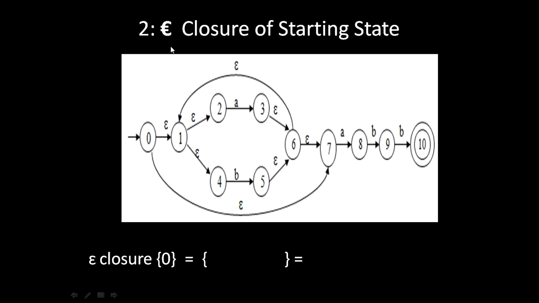The second step is to write the epsilon closure of the starting state. Here the starting state is 0. First write the values present in the epsilon closure set, that is 0; directly write the 0. Then find how many epsilon states there are from state 0. From 0, 1 is an epsilon state, then 2 and 4, and from 0, the 7th state. So I write 1, 2, 4 and 7. I name this state A. So the second step is over.